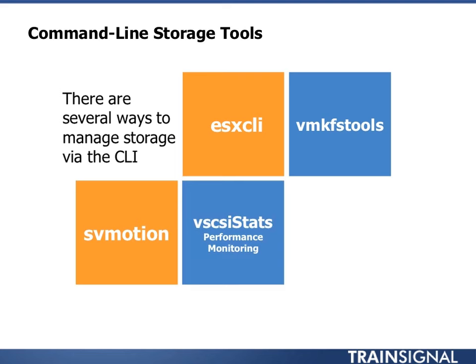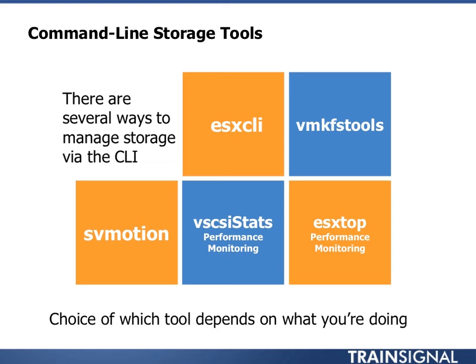vscsiStats, this is a really cool tool. It pulls back a lot of interesting disk information. If you want to know how much sequential versus random I/O it sees, this is how you can pull that. We're going to talk about that command in a later lesson on storage performance, but it's pretty interesting. And then the general purpose performance monitoring command line tool is esxtop. We'll hit that again through several lessons. It'll show you a lot of information similar to what you see in the vCenter performance charts, but often in a little different format. It's really handy for tracking down any performance problems. Your choice of which tool to use depends on what you're doing, and as we go through, you'll see the use cases for each of these.